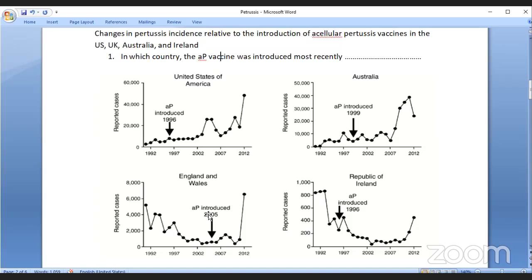2005. Okay. So most recently means that it is close to now. For example, we are in 2022. Most recent is 2005, not 1999. It means the last one, not the earliest one, not the first one. These simple words will change your answers in the real exam, and you will remember me in your exam. Okay. So the answer is England and Wales.